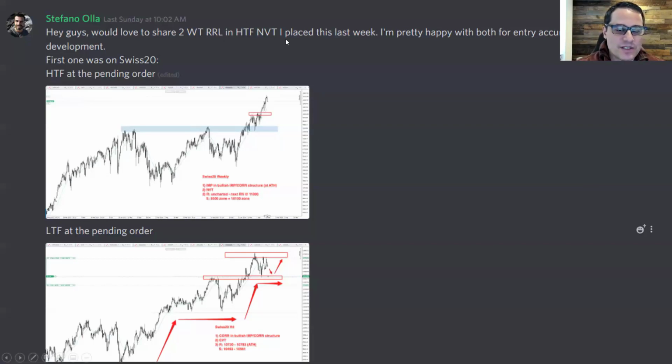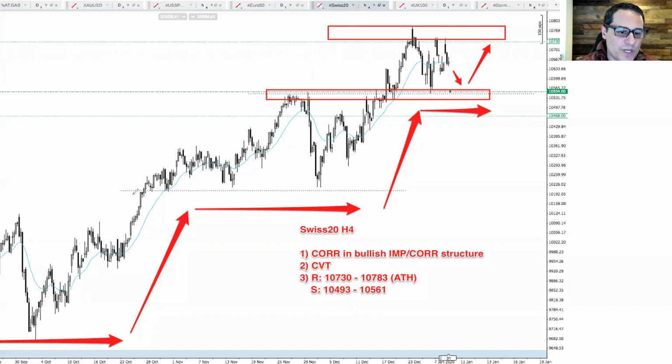So this is just kind of him using our language for the trade setup here. This is the Swiss 20. He posted this on the 19th, which is just a couple of days ago. So we have a pretty stable uptrend. We build a floor here right around 10.2. You can see this stable floor that's in place here, here, here, and here.